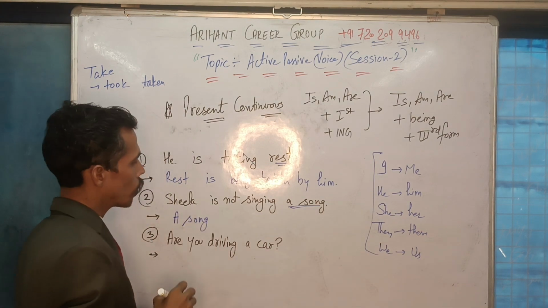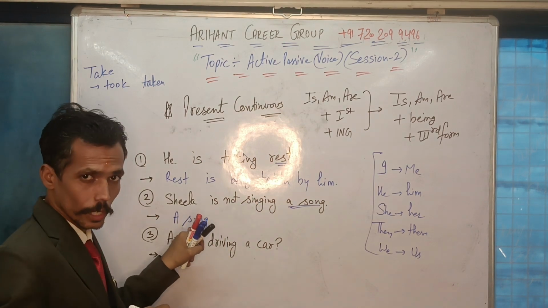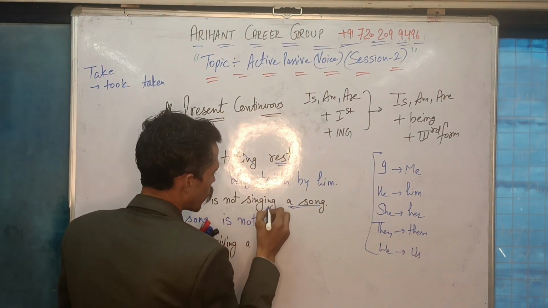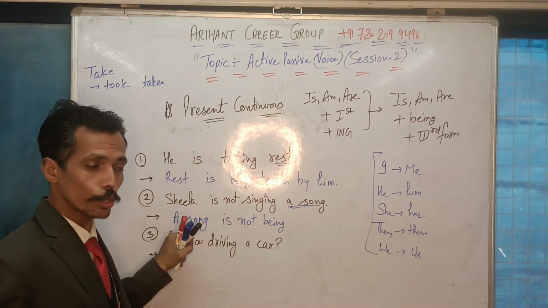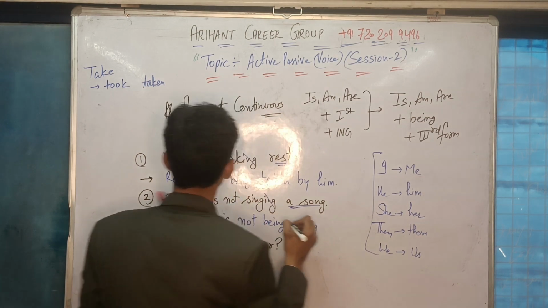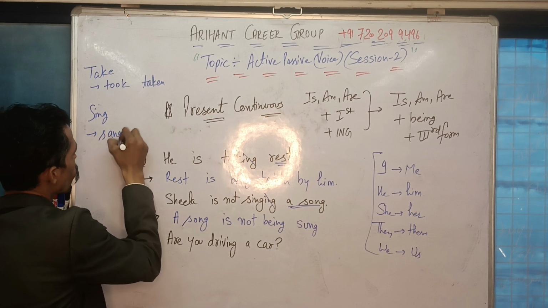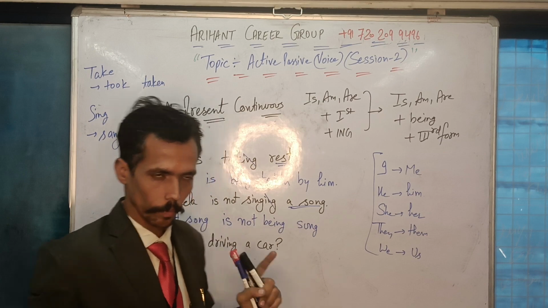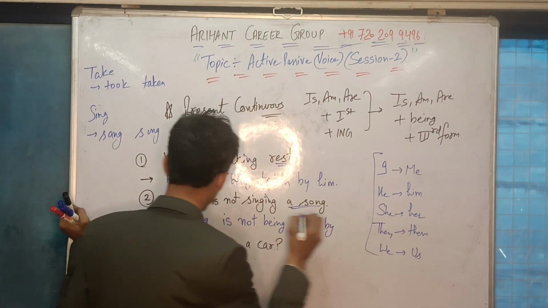A song. Now this is is/am/are plus not plus first verb plus ing. So again my subject is singular, a song. So I shall also be using is. Is not. Ing will be converted into being. A song is not being sung. Third form. Note down the verb: sing, sang, sung. Okay. So a song is not being sung by her.